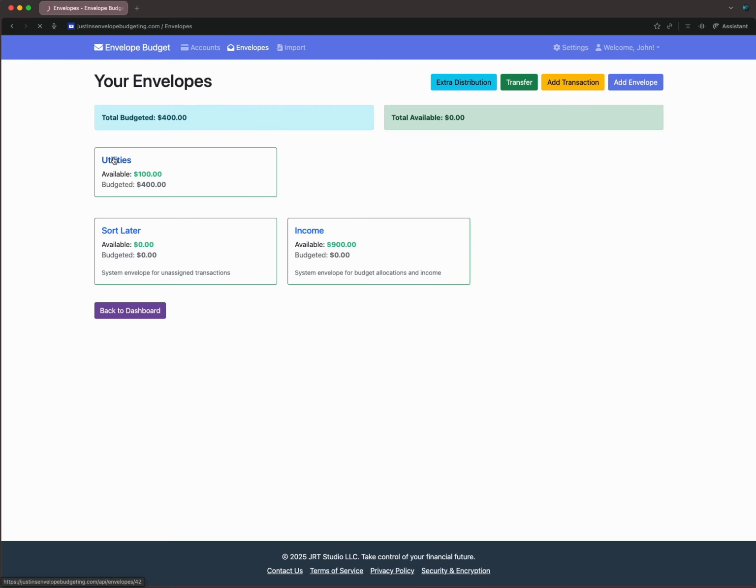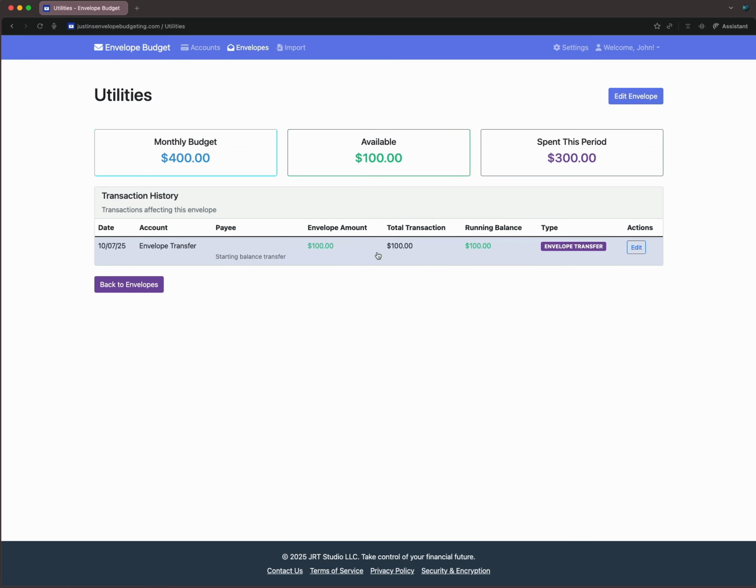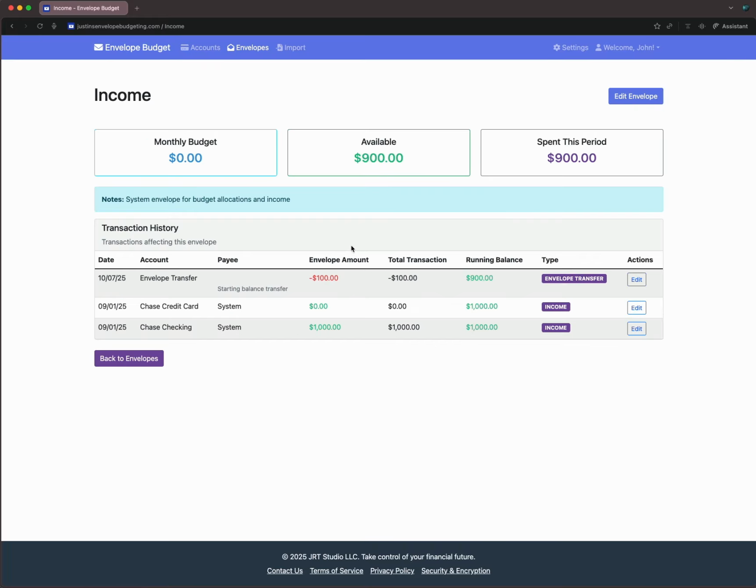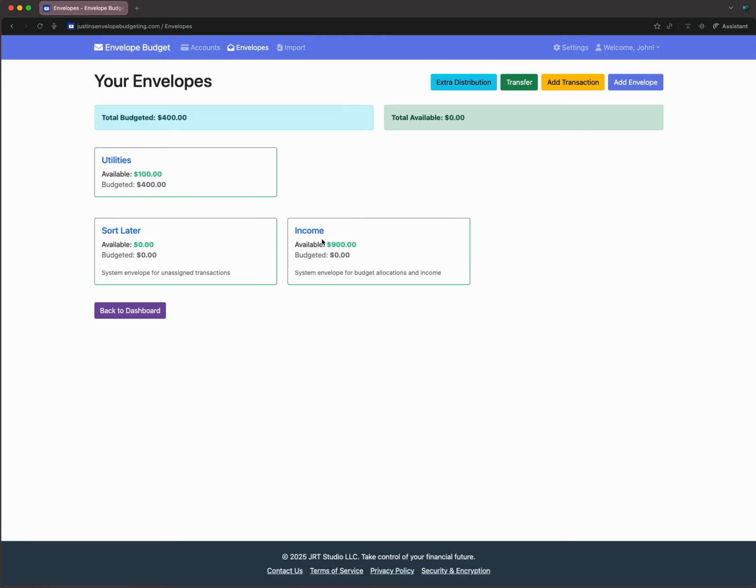And now if we were to look in utilities, we can see that it is currently 100 available. The monthly budget is 400. Spent this period 300. I probably need to fix that. That doesn't seem right. If we go back to envelopes, we can see in income, it went ahead and subtracted the new envelope. Don't really worry too much about what income says. That's just a place to make everything kind of line up.